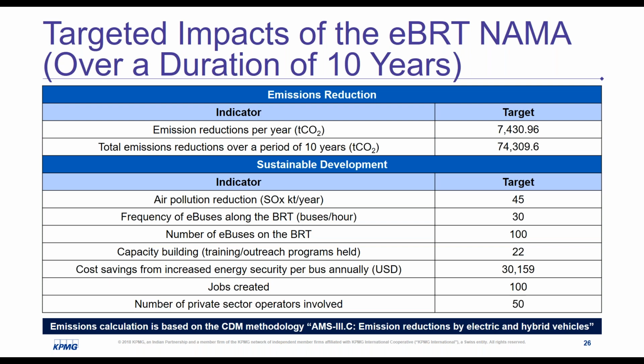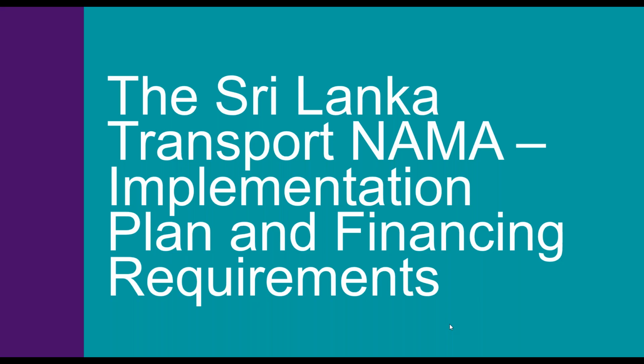So total emission reductions were close to approximately 75,000 within the 10-year period of the NAMA. We also looked at some of the other co-benefits or sustainable development co-benefits like air pollution reduction, where we looked at reduction of SOx emissions. We looked at increasing the frequency of electric buses along the BRT, the number of e-buses on the BRT itself, then capacity building, cost savings from increased energy security per bus annually, some of the jobs created, and also the number of private sector operators involved within the whole NAMA activity. If you could go on to the next slide, please. And the next.